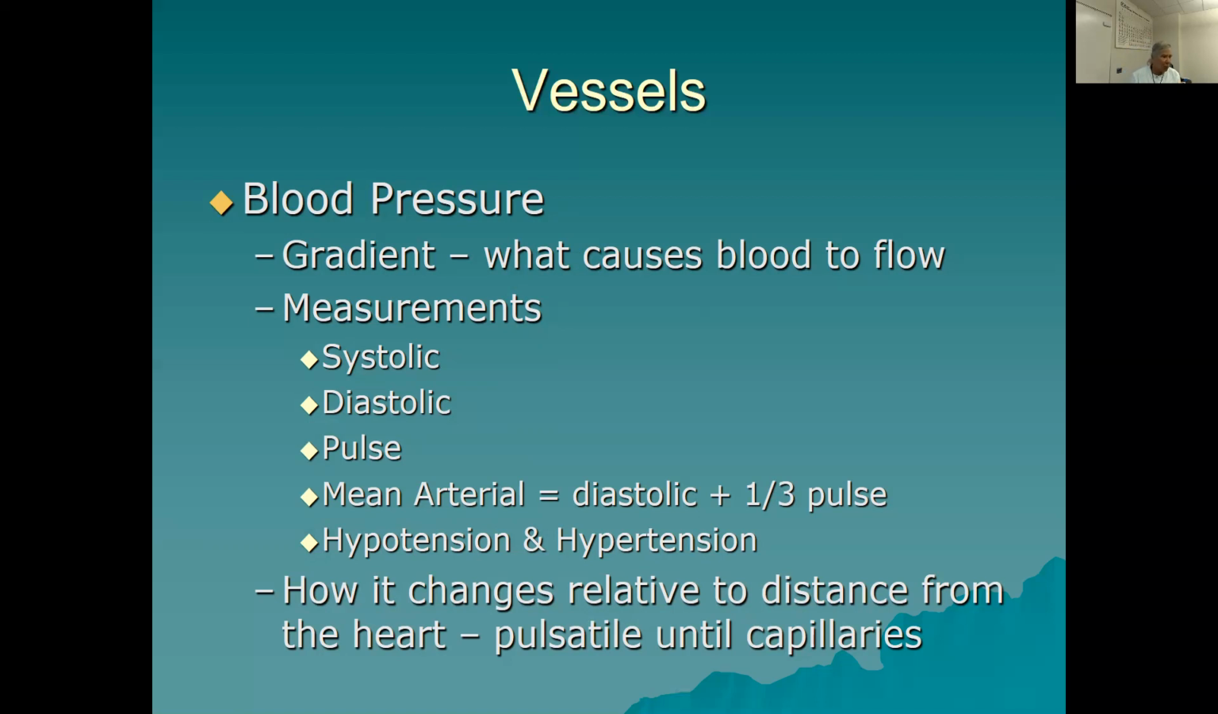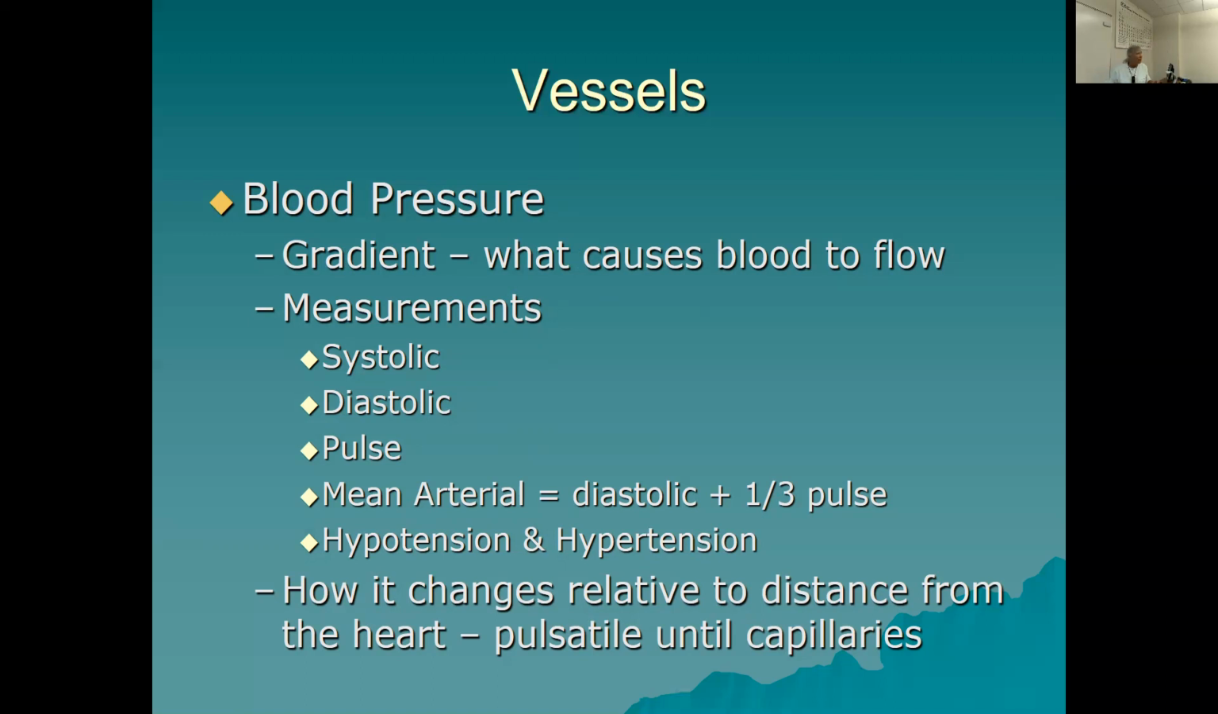But that would misrepresent the actual mean arterial pressure because most of the time your heart is in diastole, and those periods are longer than systole. So to get a better idea of your mean arterial pressure, they take diastolic plus one third of the pulse pressure. And that's the mean arterial pressure.